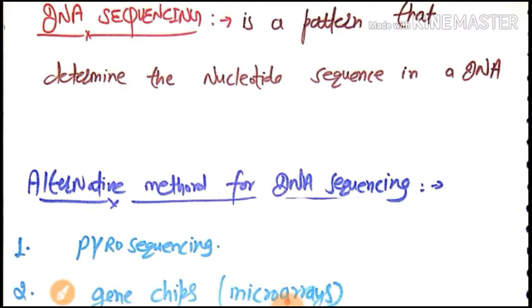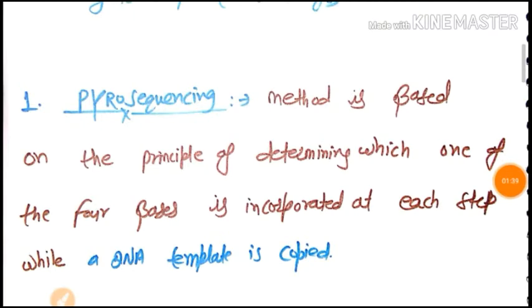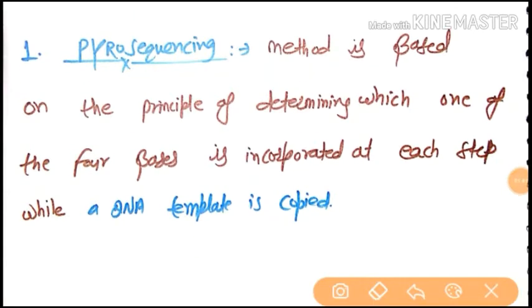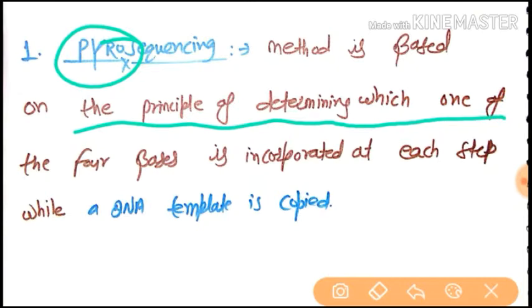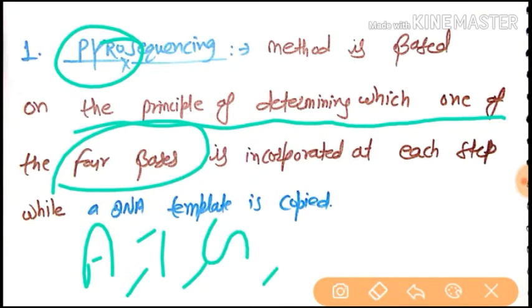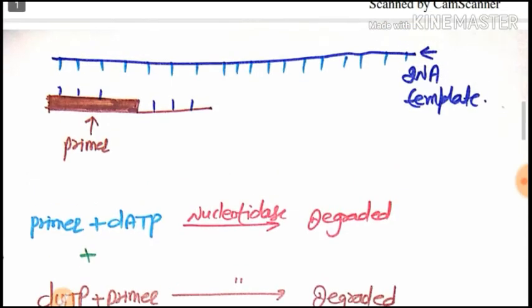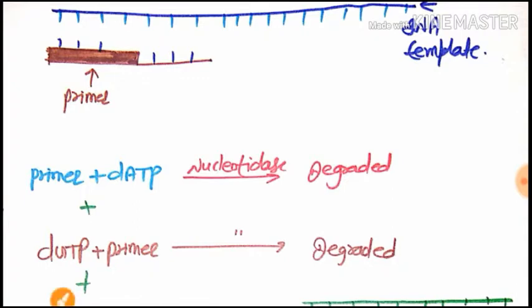So there are many methods. In this video we will talk about only pyrosequencing. Why do we call it pyrosequencing? Pyro means heat or temperature signal. So this method is based on the principle of determining which one of the four nitrogen bases, adenine, thymine, guanine, cytosine, is incorporated at each step while a new DNA template is synthesized. So that was the definition. Let's see its technique.